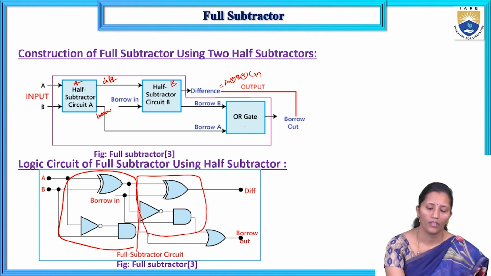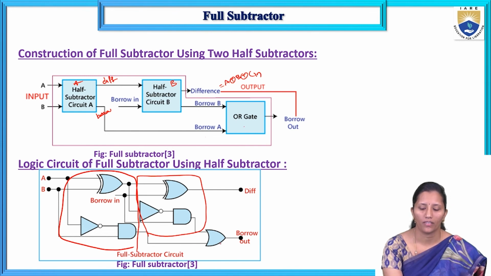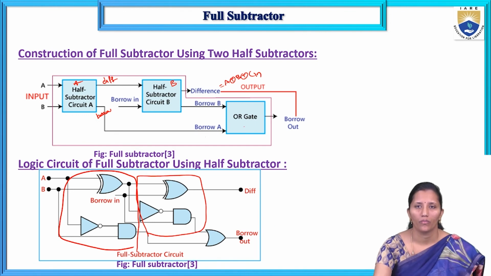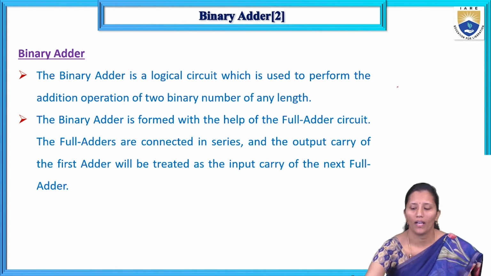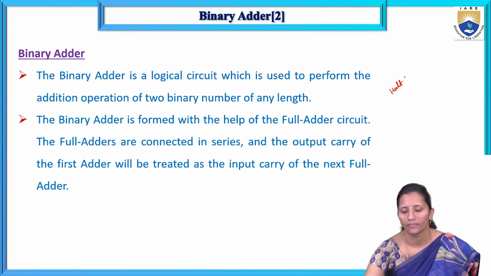Both borrows of the two half subtractors will be given to the OR gate. Then we are going to get the borrow. So this is the logic diagram of the full subtractor, and binary adder. So we have the half adder, where we are adding A plus B. A is a 1-bit binary number, B is a 1-bit binary number.